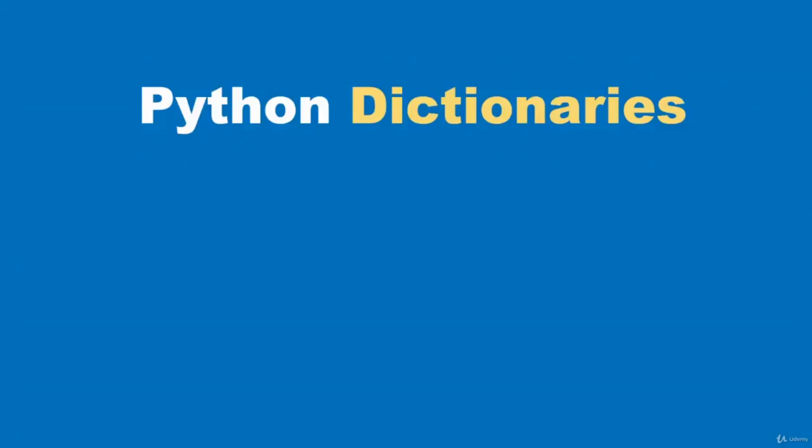Hello and welcome to this video. What is a Python dictionary? A Python dictionary is a collection which is unordered, which can be changed, and which is also indexed.